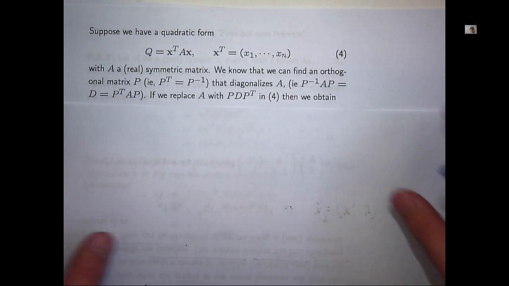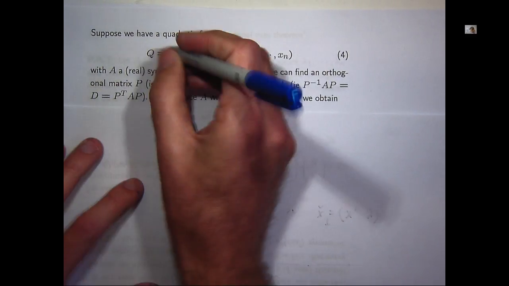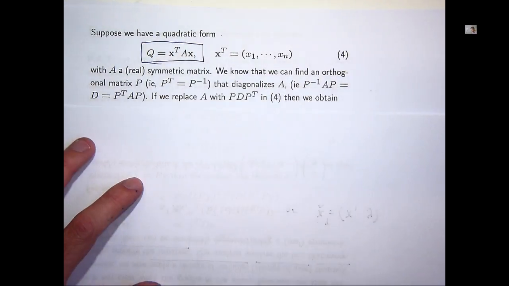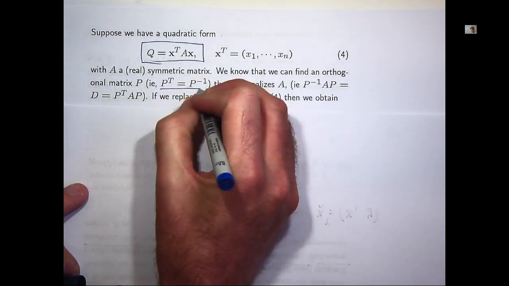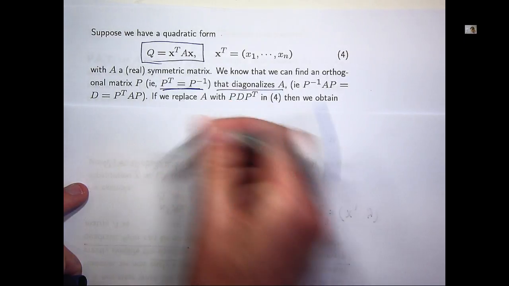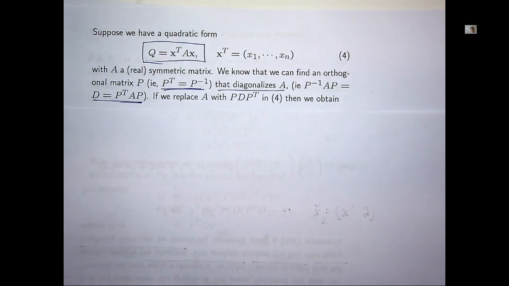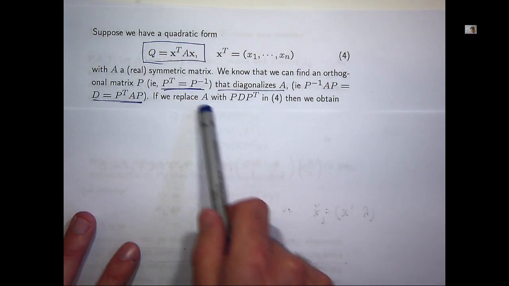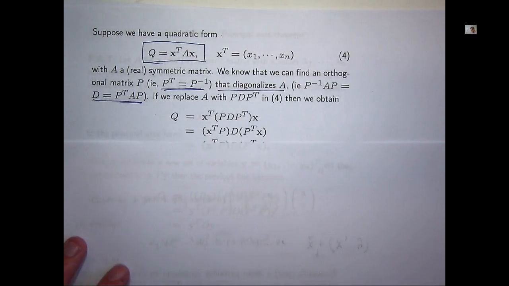All right. So let me show you the connection with these orthogonal matrices. Suppose I have some quadratic form. Here A is an n by n square matrix that's symmetric. x1, x2, etc. are our variables. Now we know that we can find an orthogonal matrix that diagonalizes this A. Now, if we go up to 4 and replace A with P times D times P transpose, then we obtain the following.